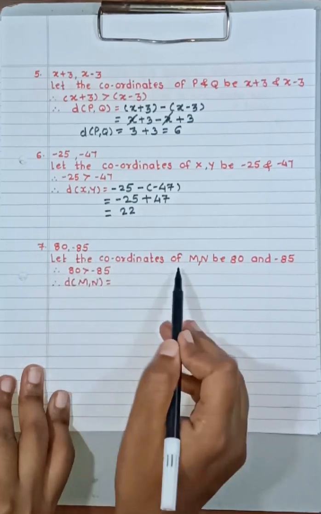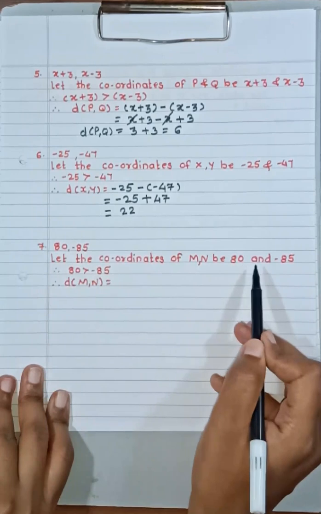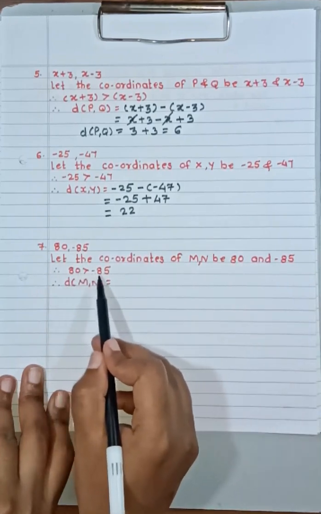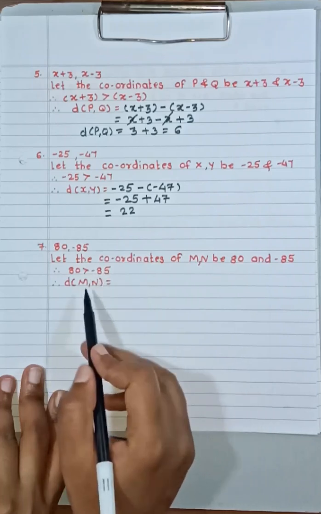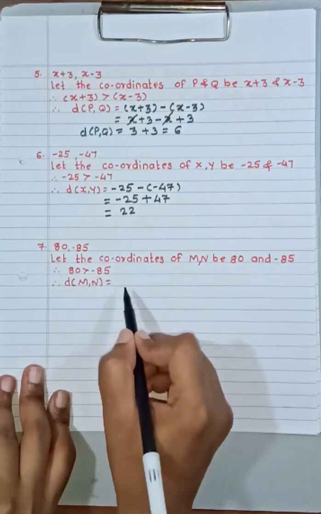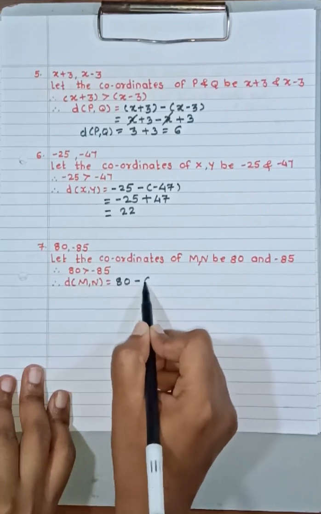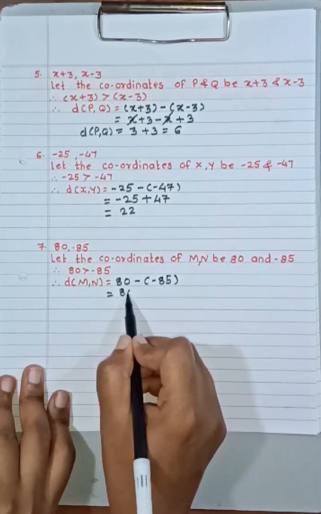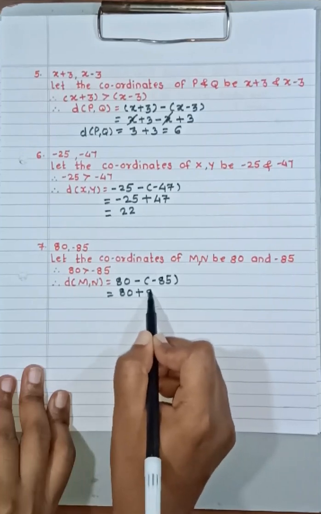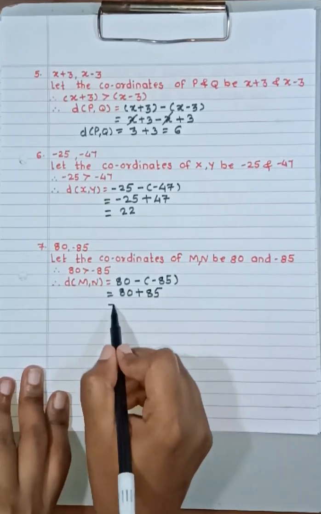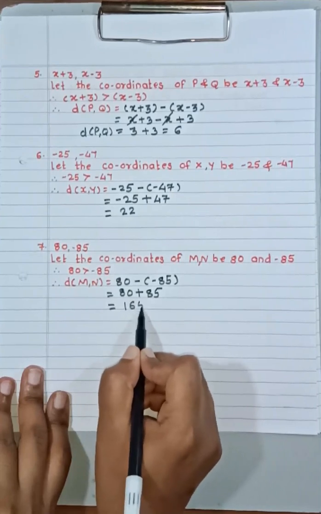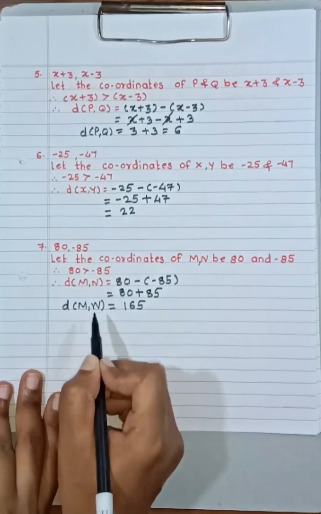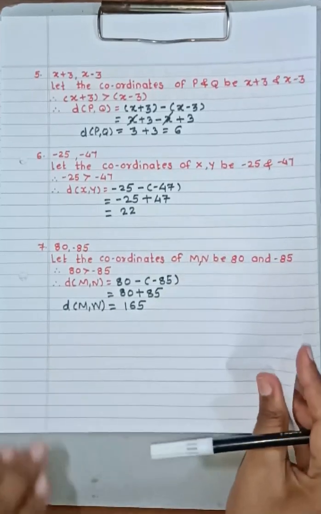Okay. Now, last one, 80 and minus 85. Let the coordinates of M and N be 80 and minus 85. And you very well know that 80 is greater than minus 85. Therefore, distance MN is equal to 80 minus of minus 85. Okay. Then this minus will become plus 85. That is how much? 165. Therefore, you can say distance MN is 165.